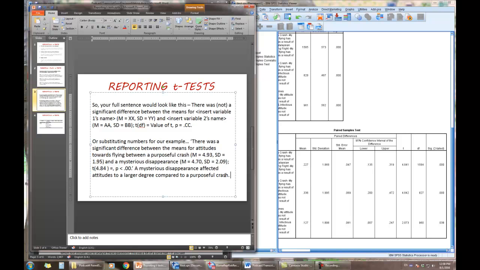Now, t-tests, if you have a small number of t-tests, so we only have 3 for our research question 1, you can report them directly in text like this. What you could also do is, instead of this kind of a sentence, write like we described with our narrative, that there were significant differences between each of the 3 types of crises. That infectious diseases cause people's attitudes to change the most, followed by mysterious disappearance, and the least impact on people's attitudes towards flying was the purposeful crash. If you wanted to report that sentence, that would be just fine.